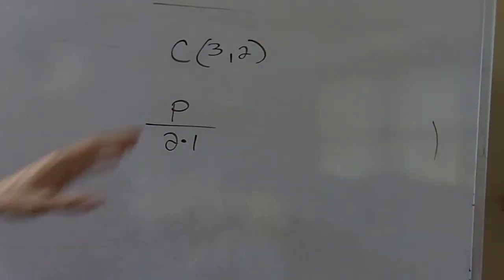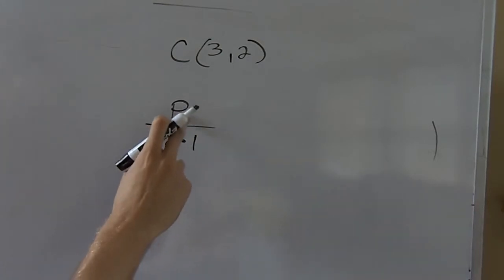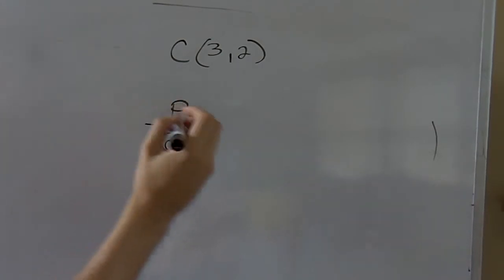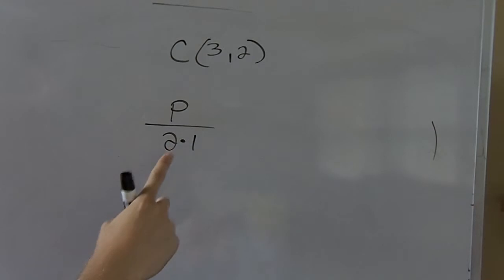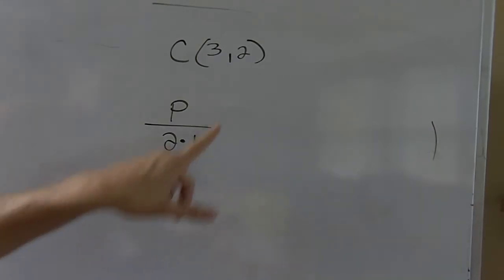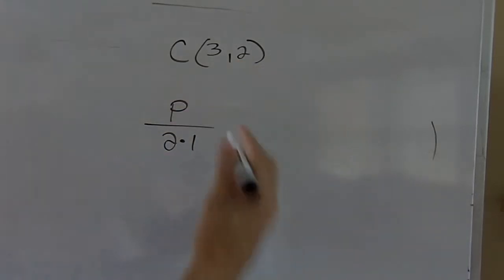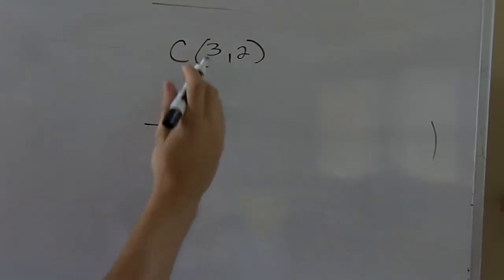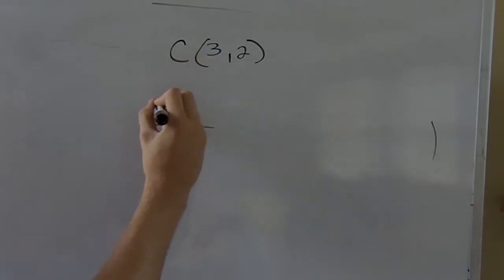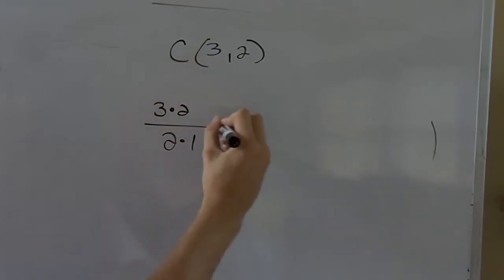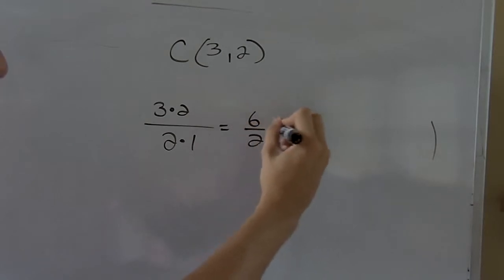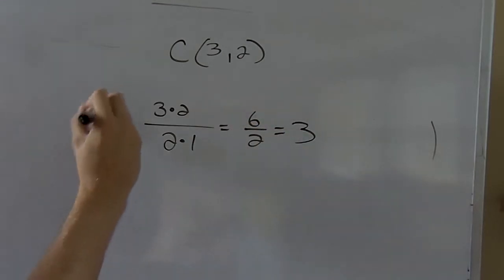Well, first let's do this example out. The number of permutations divided by the grouping number factorial. This is your grouping number right here. Remember, we're taking groups of 2. So if we take the permutations, we would have 3 times 2, and we would get 6 over 2, and we would get 3 combinations.